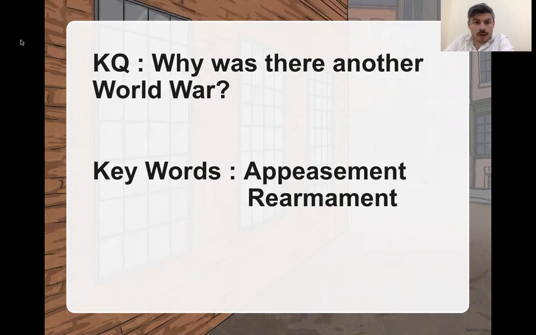So today, what we're going to be looking at is the key question: why was there another world war? And that's really building on what we looked at towards the end of last half term with the Treaty of Versailles, end of World War I, life in the 1920s, and then the rise of Hitler and life in Nazi Germany. So you're going to have two key words for today: appeasement and rearmament.